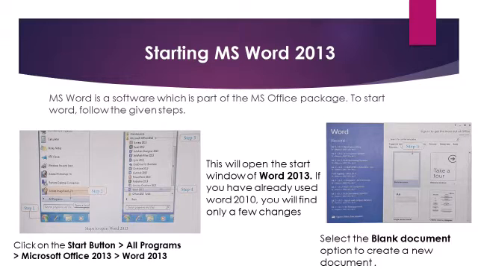Let us learn how to start MS Word 2013. MS Word is a software which is part of the MS Office package. To start Word, follow the given steps. First step is click on the Start button, then All Programs, then Microsoft Office 2013, Word 2013. This will open the start window of Word 2013. If you have already used Word 2010, you will find only a few changes. Select the blank document option to create a new document.